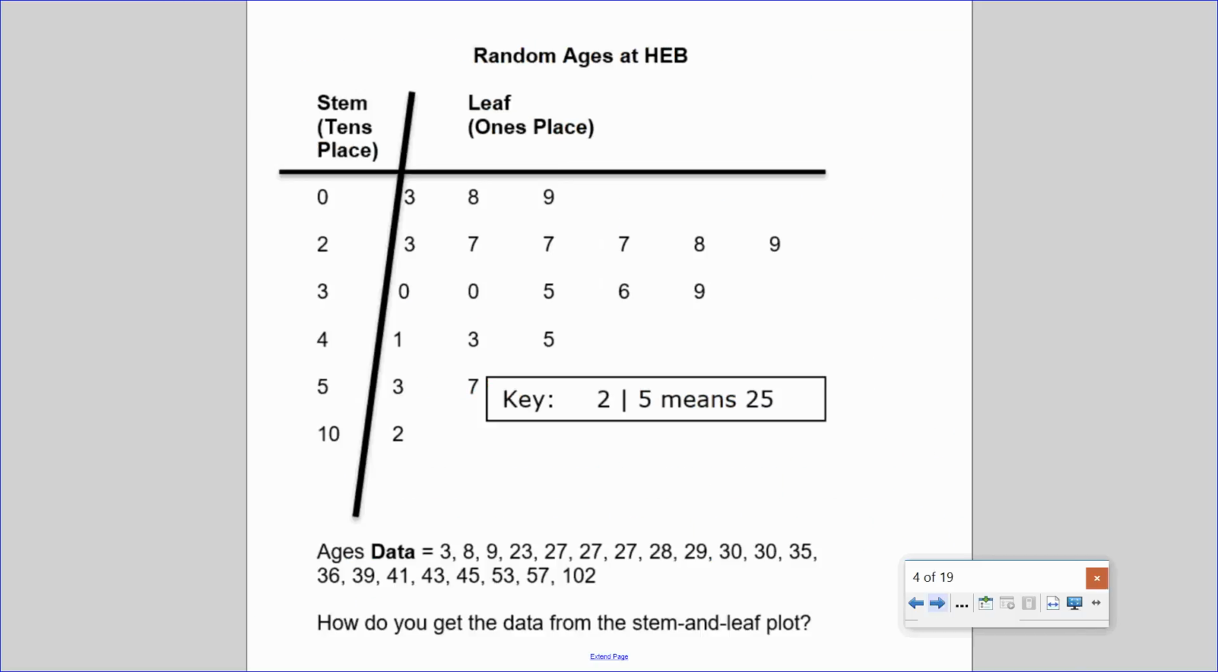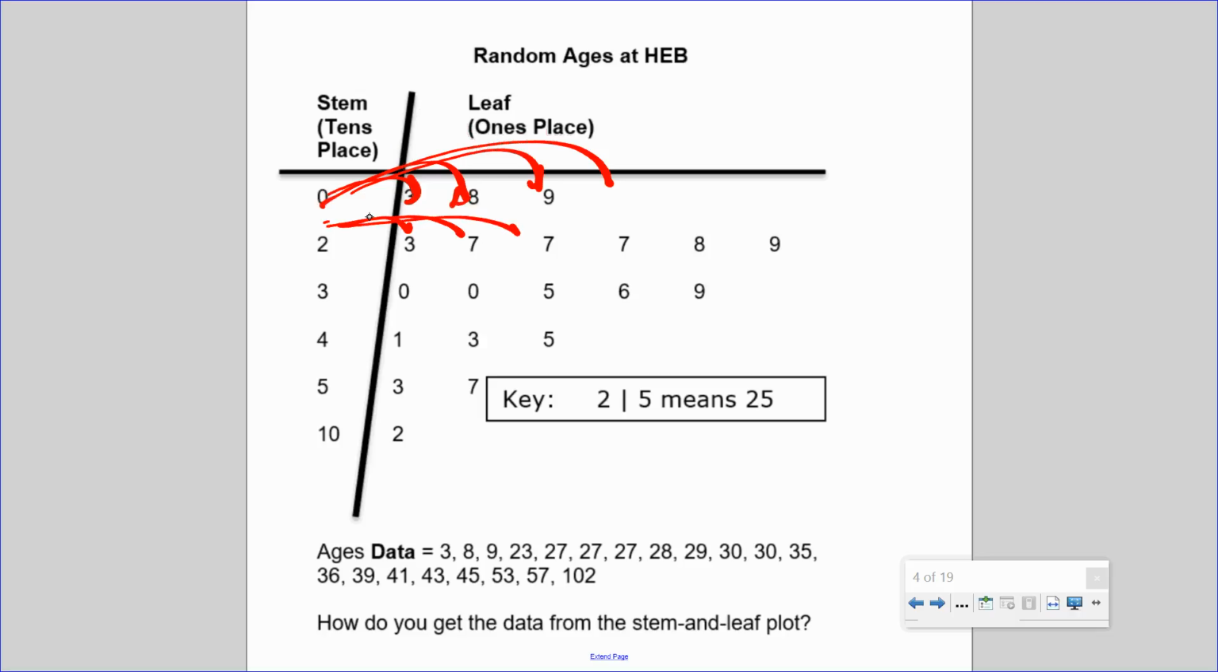So this is another stem and leaf. Taking what we learned from last year, can you answer this? Random ages at HEB. This is the stem. These are the tens place, and these are the ones place. As you can tell, they took the tens with the 1. That is a 3. This is an 8. This is a 9.